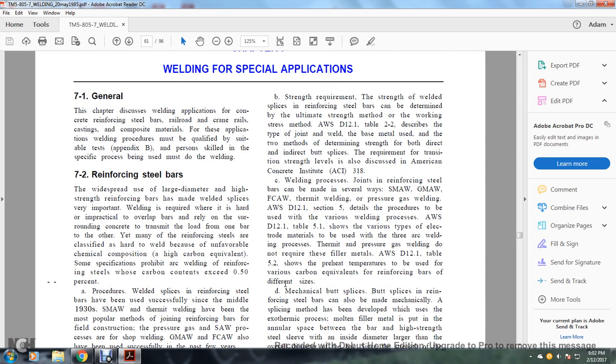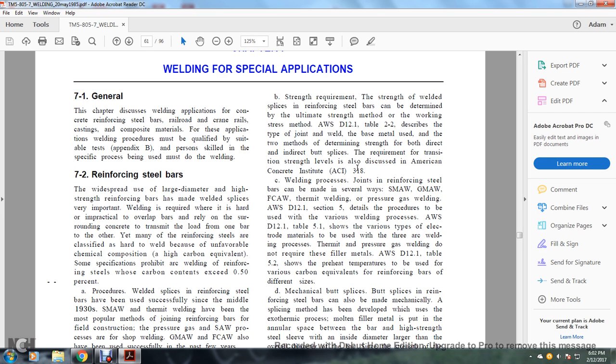B. Strength requirement. The strength of the weld specified with the reinforcing steel bars can be determined with the ultimate strength method or the working stress method of American Welding Society D12.1. Table 2 describes the two joint welded metal bases used with the two methods of determining strength for both direct and indirect butt splices. The requirement for the transition strength level is also discussed in American Concrete Institute ACI 318.